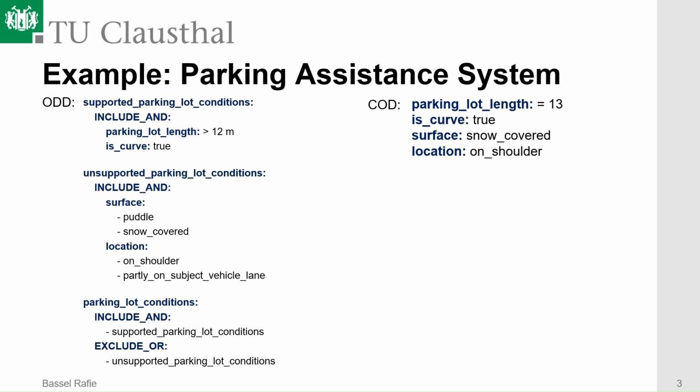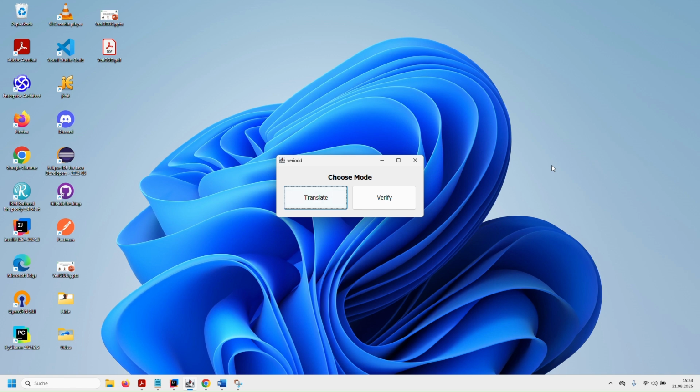And to the right, we have a COD reflecting a real-time driving situation. We have parking lot length is equal to 13. Is curve is true. Surface is snow covered. Location is on shoulder. And now we would like to check if the COD satisfies the ODD. In practice, this means checking whether the conditions of the actual driving situation are admissible for the parking assistance system to engage. And to check that, we can use VeriODD.